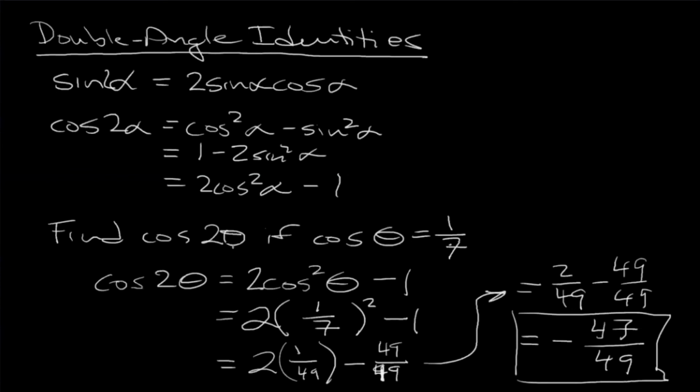So as long as I knew what the original angle was, I could find the cosine of twice that angle with only that information. And that's the power of the double-angle identities. They allow us to solve problems that normally would take us a lot of work to do.